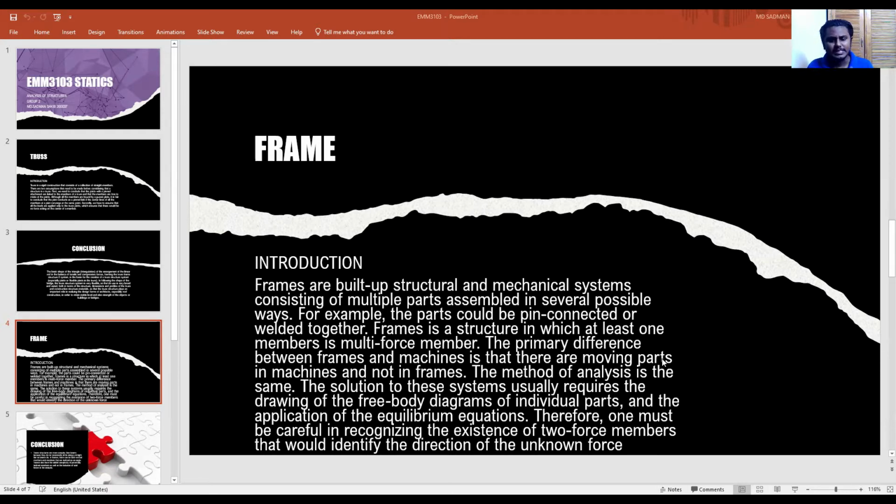The solution to this system usually requires drawing of the free body diagrams of individual parts and the application of the equilibrium equations. Therefore, one must be careful in recognizing the existence of two-force members that could identify the direction of the unknown force. Now Azril will explain the frame system.